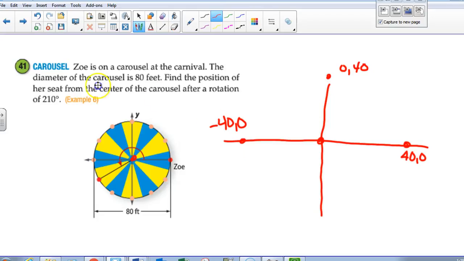But it says 210 degrees. What's the reference angle for 210? 30 degrees. Okay. Where does 40 go on this triangle?